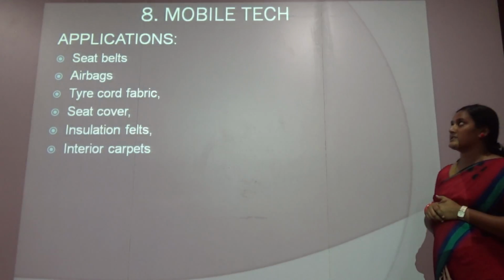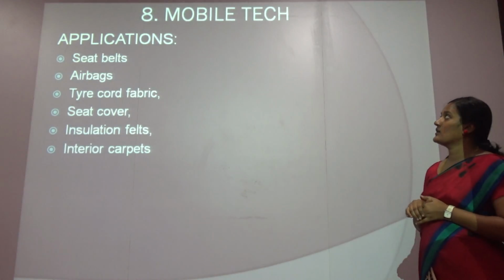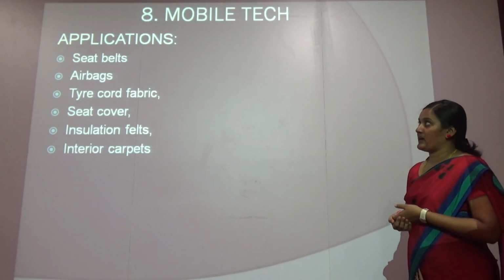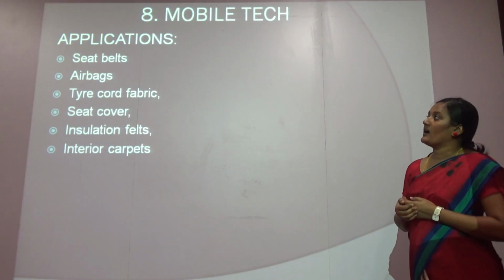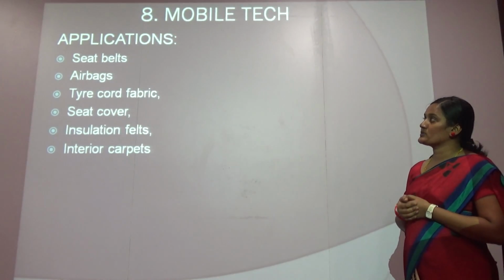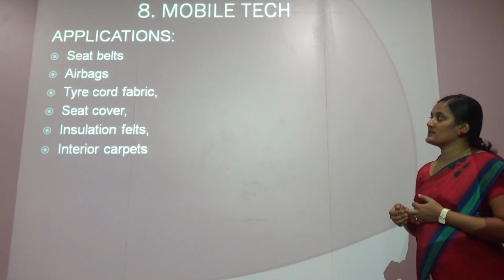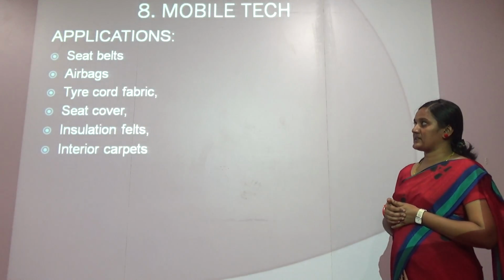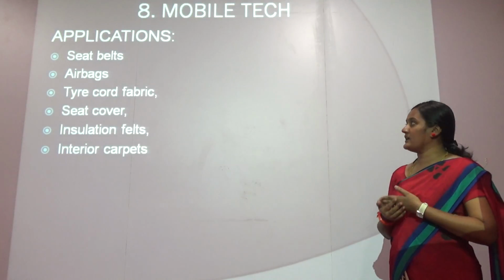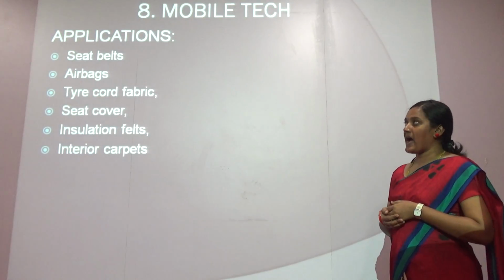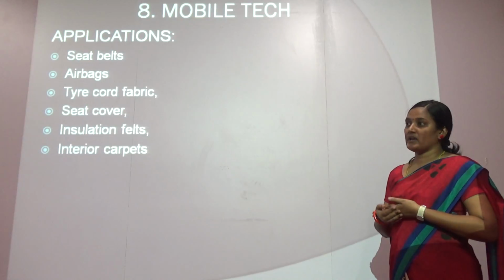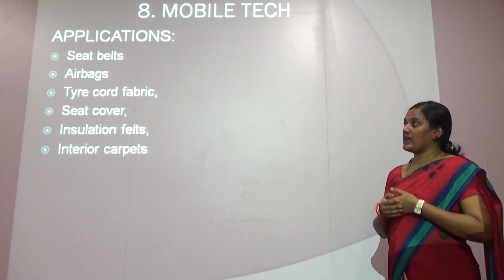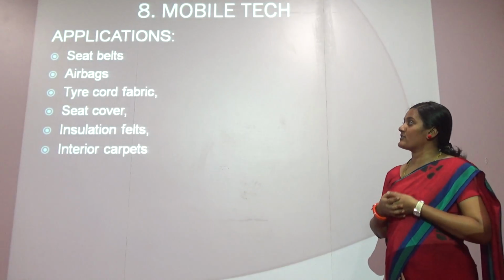The eighth one is mobile tech. Mobile tech is also called automobile textiles. The applications: mobile tech is widely used in seat belts, airbags, tire cord fabrics, seat covers, insulation fills, interior carpets, etc. Seat belts, as we all know, we can see in all automobiles, and airbags. These can be seen only in higher end cars, which help protect the passengers from accidents.